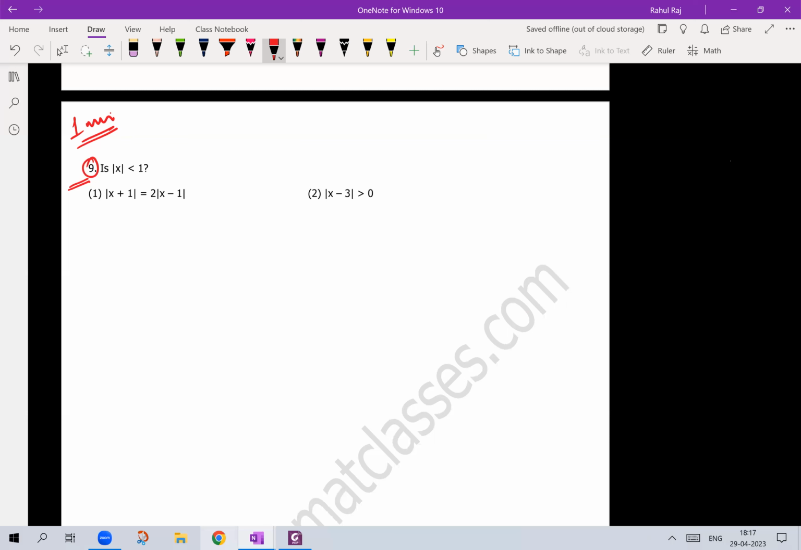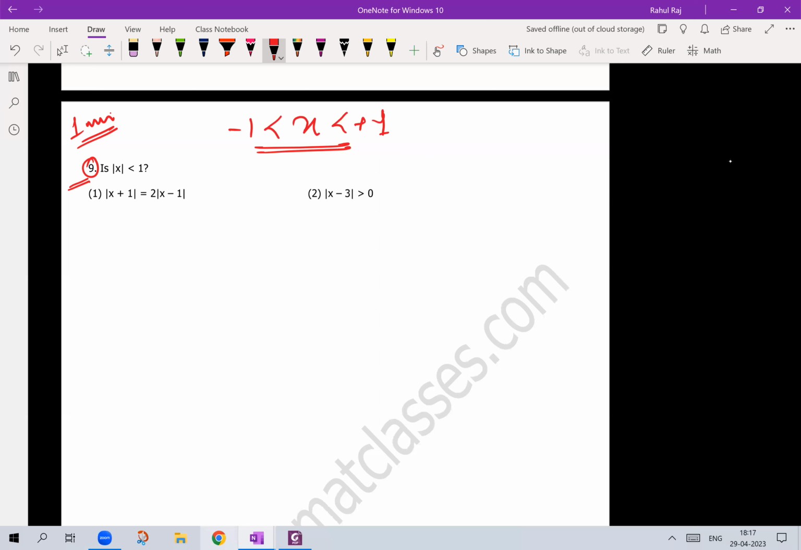What's the question? Is mod x less than 1? Does x lie between -1 and 1? This is my question. Option number 1 says, what is the value? You have got mod on both the sides. So you just have to solve x plus 1 is equal to positive of 2x minus 1, and x plus 1 is equal to negative of 2x minus 1. What are the values that you have got?